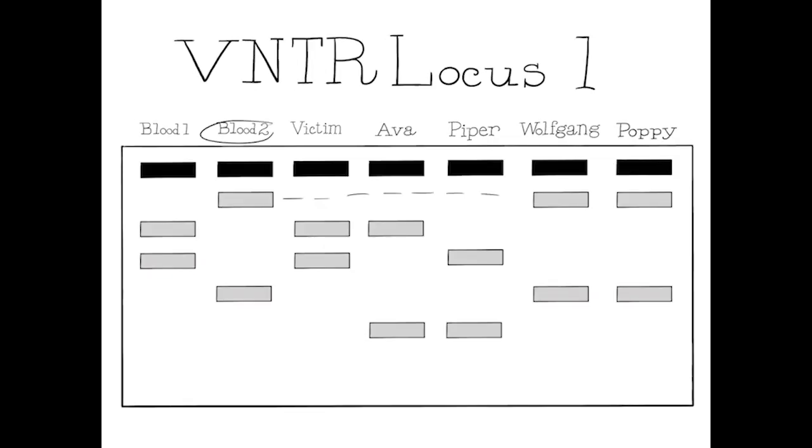Now, let's take a look at blood 2. The first allele matches with Wolfgang and Poppy. The second allele also matches with Wolfgang and Poppy. This means blood 2 could belong to either suspect. We need to look at VNTR locus 2 to help us narrow it down.